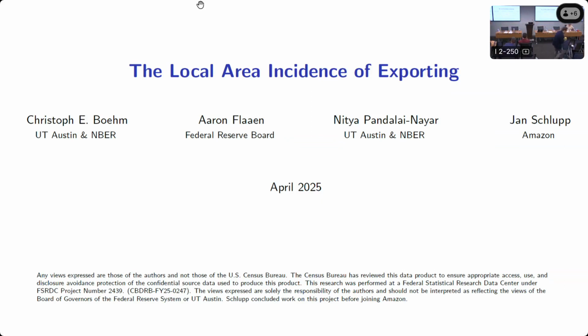I have the tough job of the late afternoon session, so I figured there's nothing better to get your attention than some data construction. So that's what we're going to talk about for the next 40 minutes.